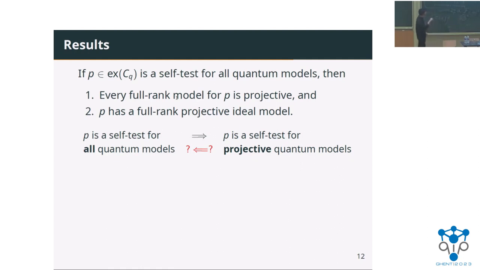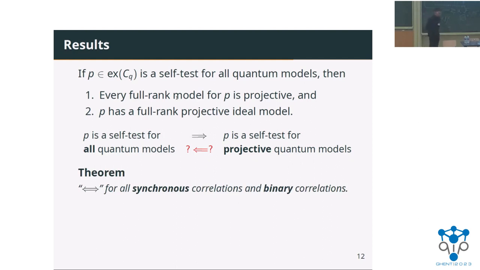Why? Suppose your correlation is a self-test for all quantum models, then you can take a projective ideal model, S tilde. By definition, S tilde is a local dilation of all other models for P, including all projective models. So by definition, it is a self-test for projective quantum models. Whether the other direction is true in general is still an open problem. However, we show that for two large classes of quantum correlations, synchronous correlations and binary correlations, these two are equivalent. Being a self-test for projective quantum models will imply being a self-test for all quantum models.